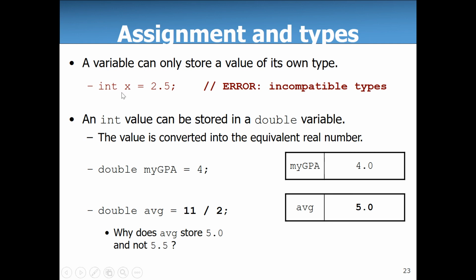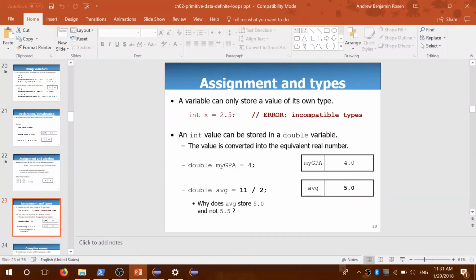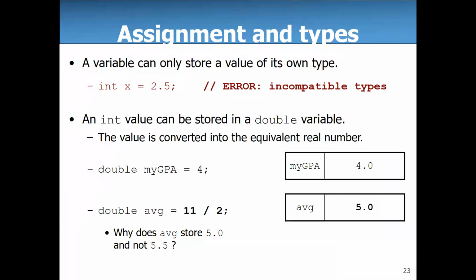Again, we can only store values in variables of the right type. 2.5 can't be stored in an int because it doesn't fit. On the other hand, we can take a smaller type like an integer and it can automatically be converted into a double. So double myGPA equals 4 automatically turns into 4.0. Double average is 11 divided by 2. Well, 11 divided by 2 is 5, and then we convert that into a double.